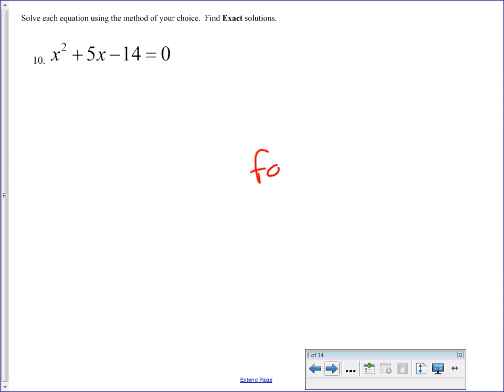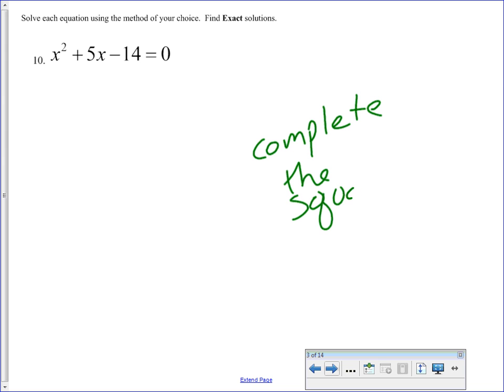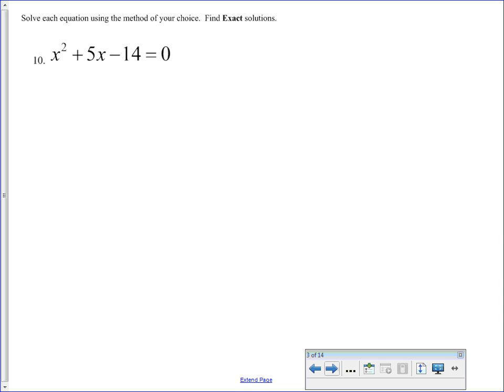You can factor. You can graph. Or, you can complete the square. Or last but not least, you can use the quadratic formula.